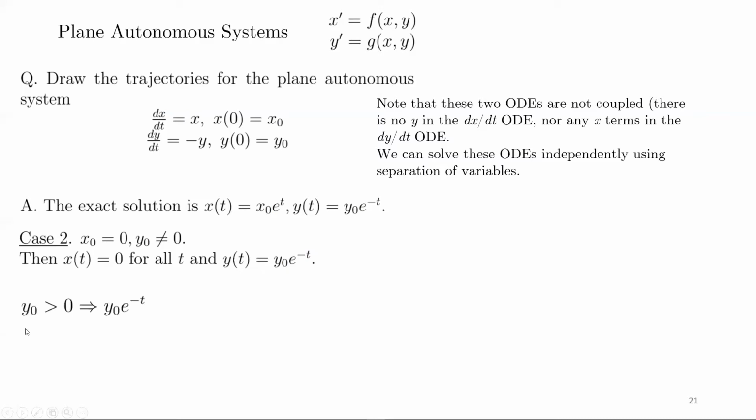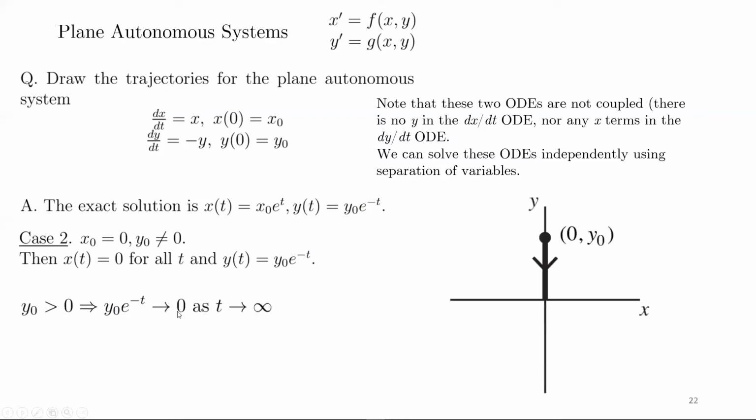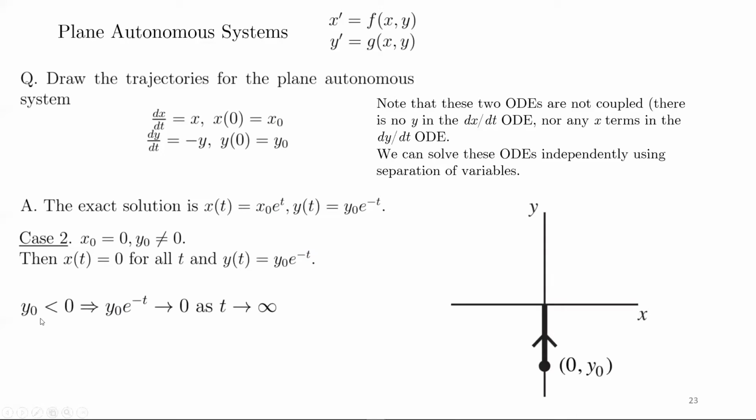Okay, so now if y naught, the initial condition on y, is greater than 0, then we approach y naught e to the minus t. This goes to 0 as t goes to infinity, right? So if our initial condition is y naught greater than 0, x is still equal to 0, so we're on this vertical line here. But as t goes to infinity, y naught e to the minus t approaches the origin, or approaches 0.